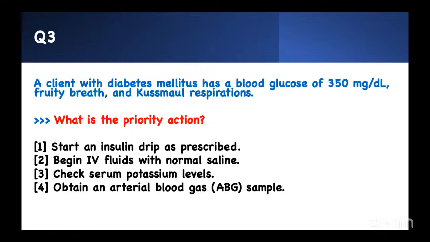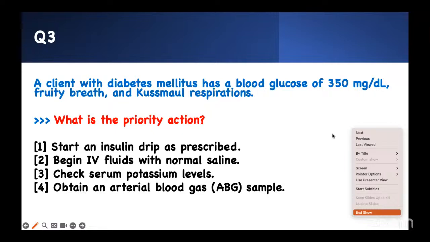Once again, content-based prioritization. What is the priority action, right? A client with diabetes mellitus, okay? What is the problem? His sugar is 350, too high. He has fruity breath. Oh, that's a problem. And he has Kussmaul breathing. What do you think? Then you go to your content and ask yourself, if I have diabetes mellitus and a blood glucose of 350, that's a problem. At the same time, fruity breath is not good.